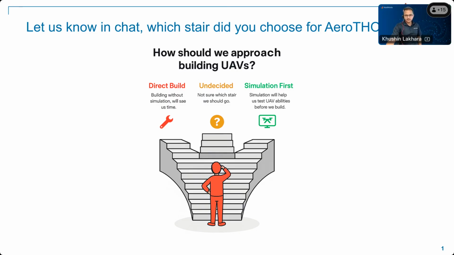Let's make it easier for all of us. Let's use R for red color, orange for undecided, simulation for green color. Let's make it G, and let me know which side you are. Are you directly building your UAVs, or are you doing simulations first and then making your UAVs work, or are you still undecided how you guys are doing it?